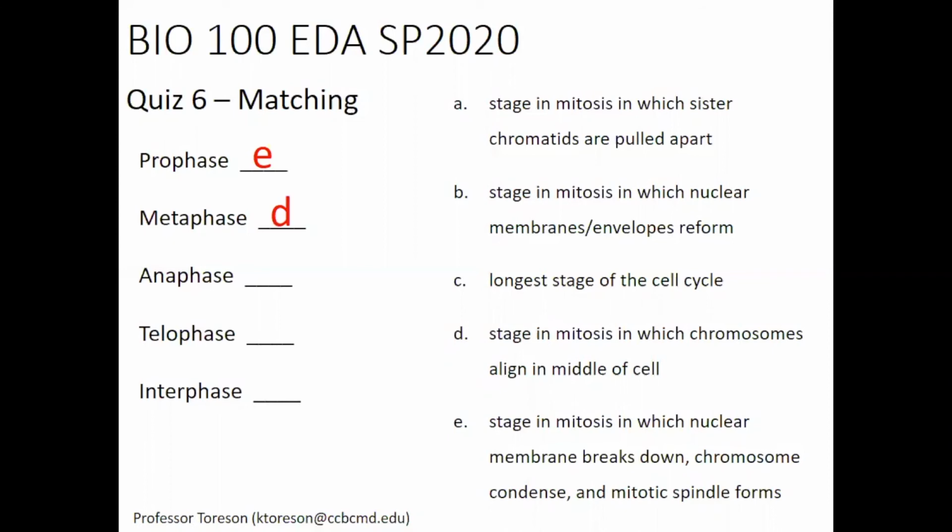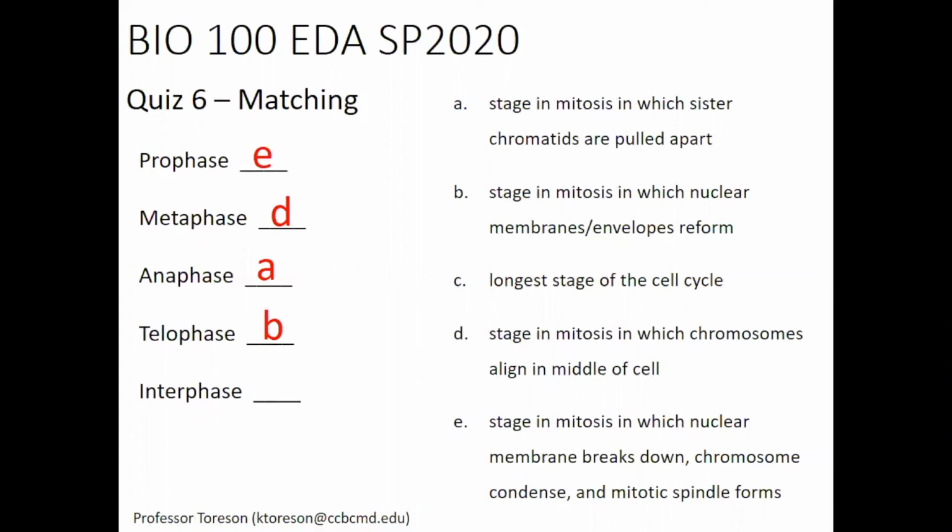Metaphase is the second stage in mitosis. And during this stage, chromosomes line up in the middle of the cell in an area called the metaphase plate. So metaphase, the correct answer is D. Anaphase is the third stage in mitosis, and it's the stage in which those sister chromatids are pulled apart so that we end up with some DNA at either end of the cell.